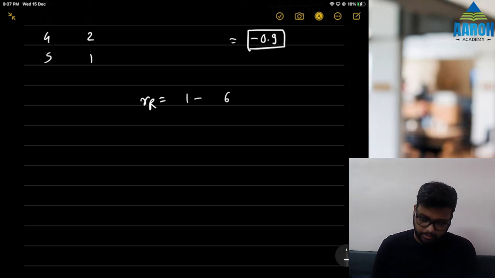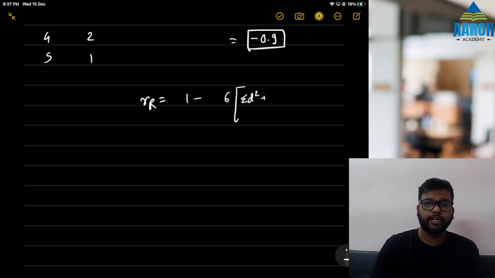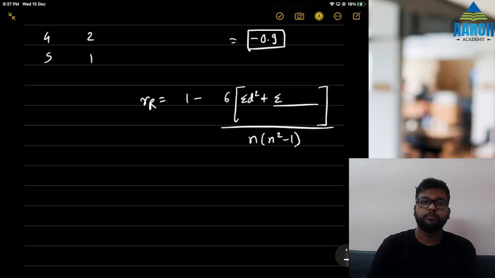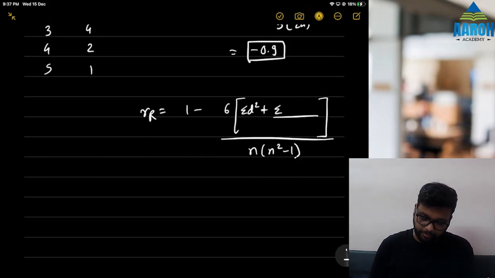Correct. Summation d square plus the correction factor. The correction factor is number of ties. So what is it, anyone? Correction factor. T cube minus t by 12. Correct. Or you can just remember it like this. It is same as the denominator. In denominator we have n into n square minus 1. Similarly we have t into t square minus 1 by 12.